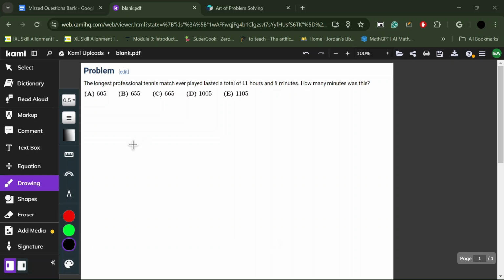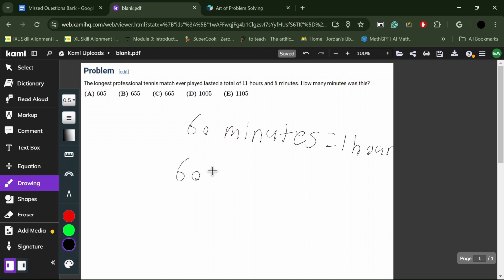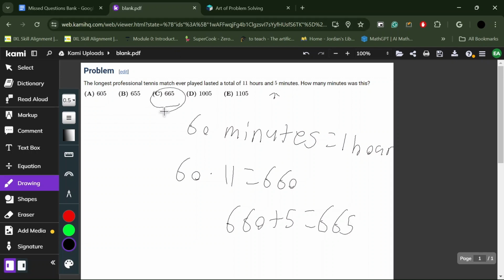Alright, so the longest professional tennis match ever played lasted a total of 11 hours and 5 minutes. How many minutes is this? So if we know that there are 60 minutes in 1 hour, right? Then there's 11 hours. You're going to have to do 60 multiplied by 11, which is equal to 660. Then you have to add this extra 5 minutes, so 660 plus 5 is equal to 665, which is equal to C.